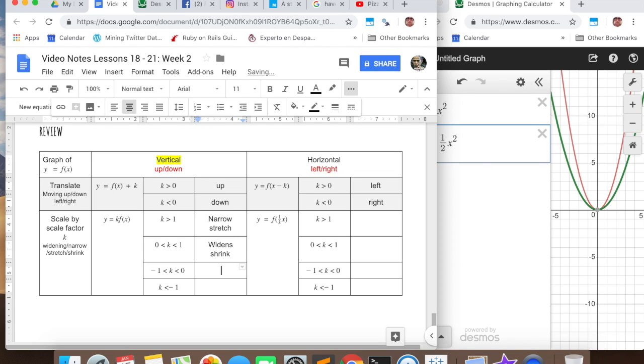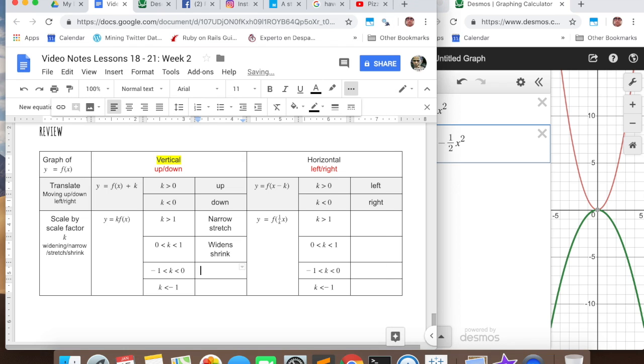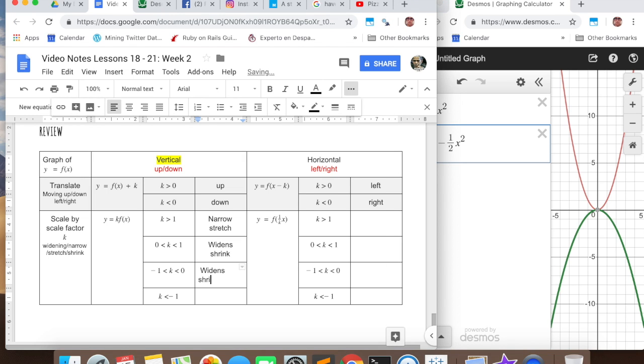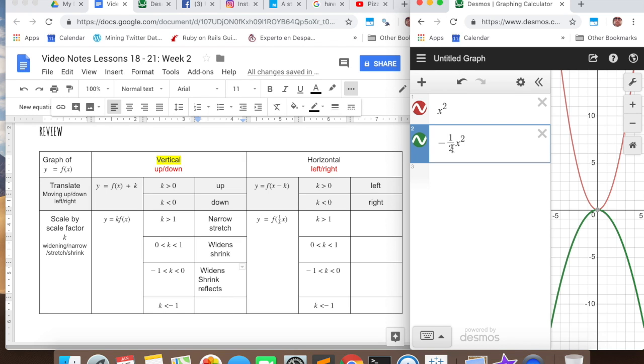Now, sometimes when it's less than 1, it's also less than negative 1, which brings you into negative coefficients. Anytime you have a negative, then of course it's going to reflect across the x-axis. Now, if your coefficient is a fraction and not a whole number, then you're also going to experience shrinking and stretching.